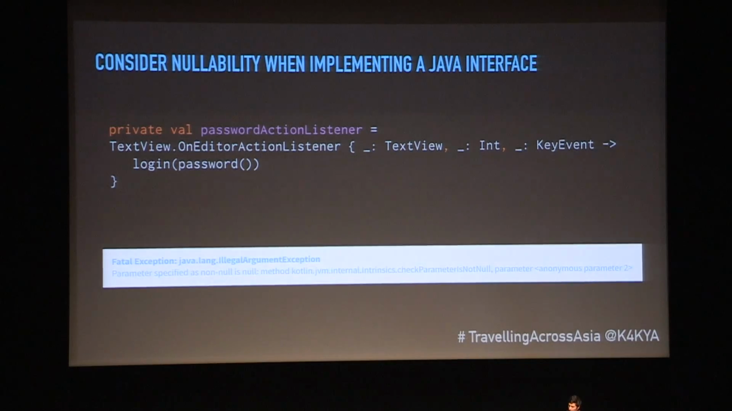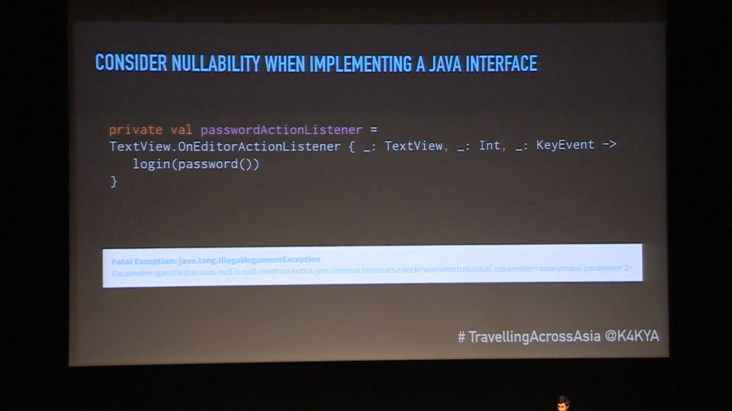What is this? How did this even happen? I'm not even doing anything with these parameters. But the compiler cares. At runtime, it's checking that, so a null key event came in as that 3rd parameter there. And because we've not marked that key event as nullable, it's going to cause a crash at runtime. This is a bit worrying, because this compiled absolutely fine. This was shipped.